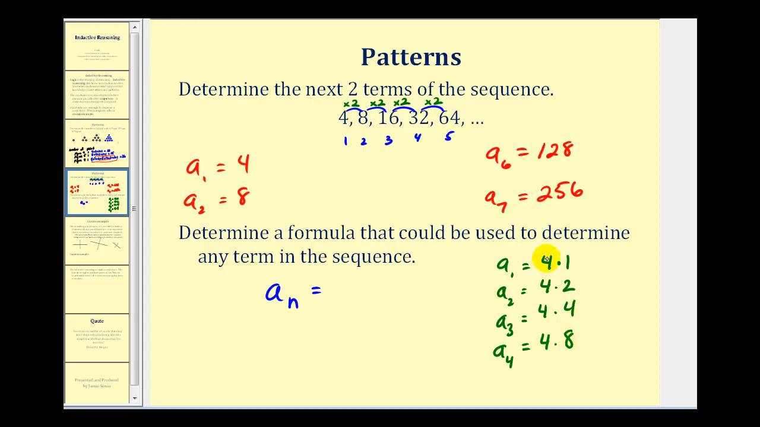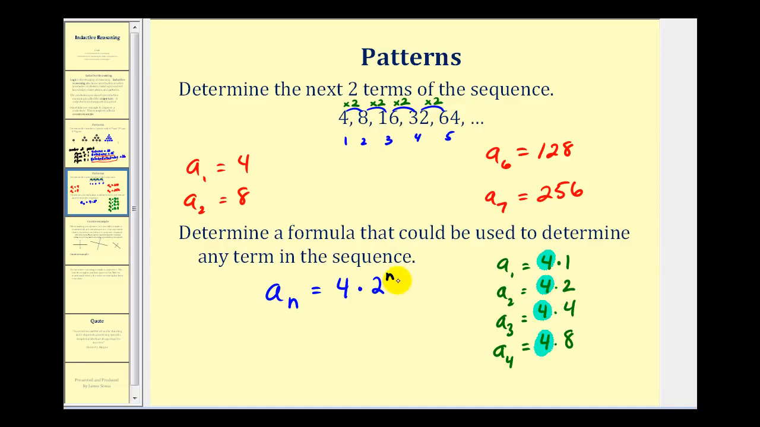Looking at this pattern, notice the 4 stays consistent, and the second factors, 1, 2, 4, and 8, are actually powers of 2. 2 to the 0 would be 1, 2 to the first would be 2, 2 to the second would be 4, and 2 to the third would be 8. So one possible formula would be 4 times 2 raised to some power involving n. If we try 2 raised to the nth power, this actually doesn't work, because if n is equal to 1, that references the first term, we'd have 4 times 2 to the first, which actually gives us the second term.